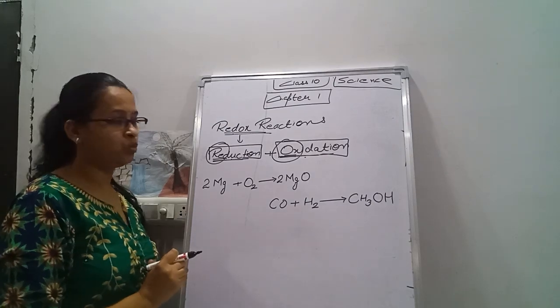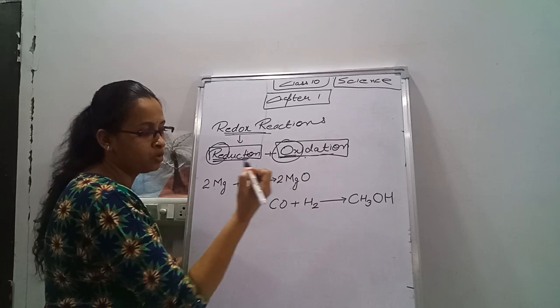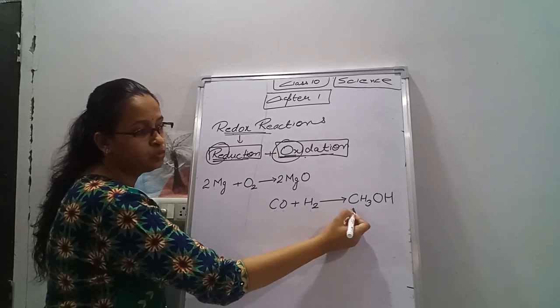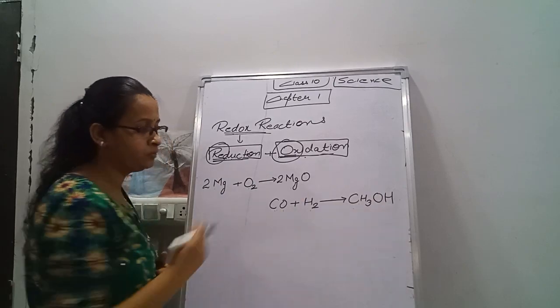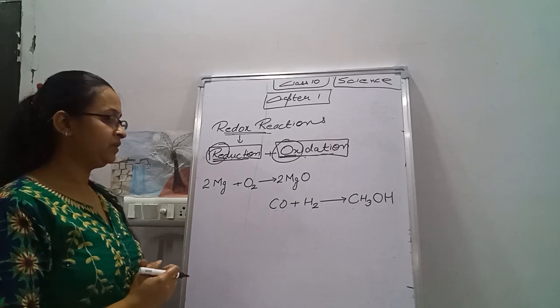I have written two reactions. Magnesium plus oxygen is giving you magnesium oxide. Carbon monoxide plus hydrogen is giving you CH3OH, that is methanol. What is the difference between these two equations? There is a very big difference.